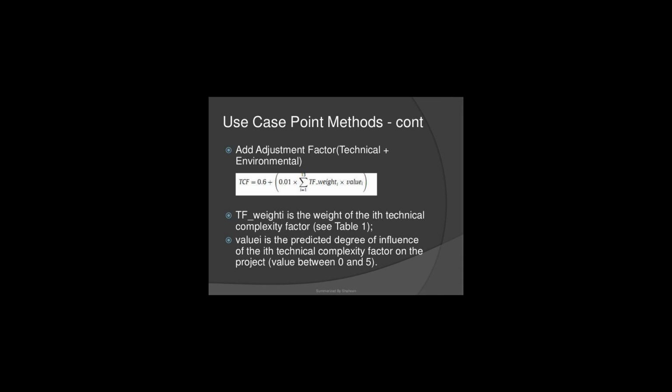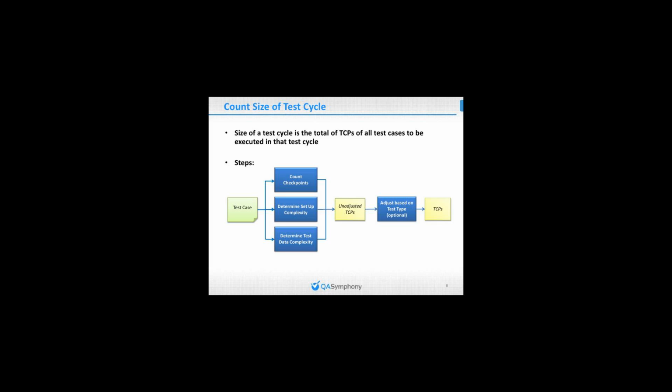The following chart shows the different classifications of actors and the weight value assigned. UAW equals total number of simple actors x 1 plus total number of average actors x 2 plus total number of complex actors x 3.